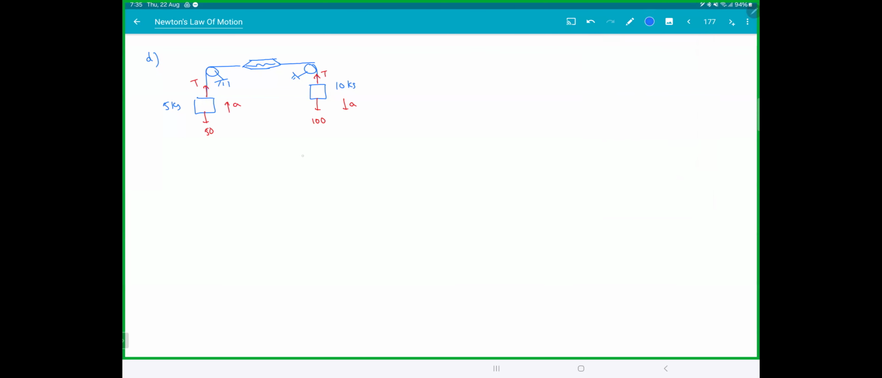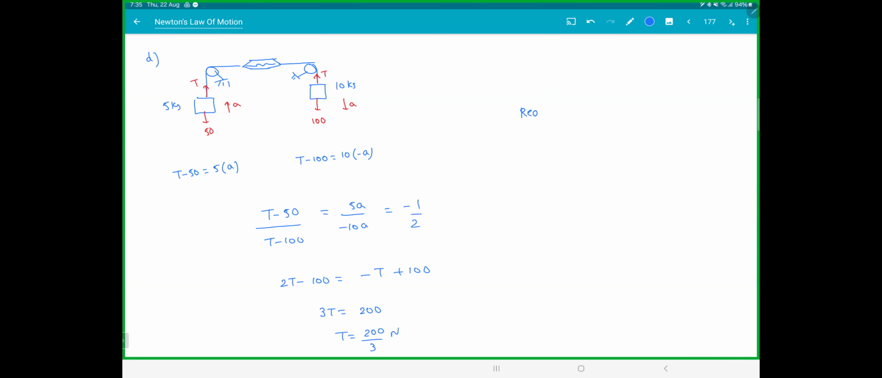Write the force equations. This would be T minus 100 is equal to 10 into minus a. This would be T minus 50 is equal to 5 into acceleration a. What you want to find is T, right? I can divide them. T minus 50 by T minus 100 would be 5a by minus 10a. That would be minus half. Cross multiply: 2T minus 100 is equal to minus T plus 100. We get 3T is equal to 200. So tension will be 200 by 3 newtons.